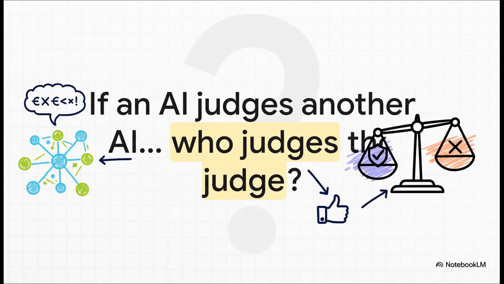And that brings us to one last kind of mind-bending question to leave you with. If we're using AI to judge other AI, well, who judges the judges? It's this infinite loop that really gets to the core of how we're going to trust and govern these systems as they get more and more powerful.